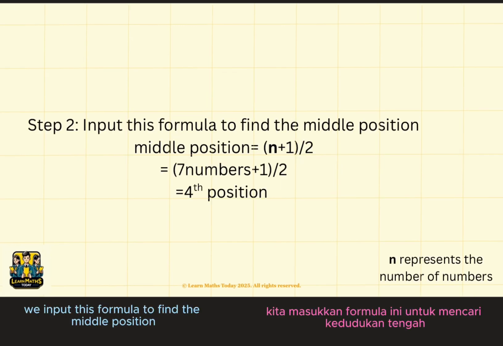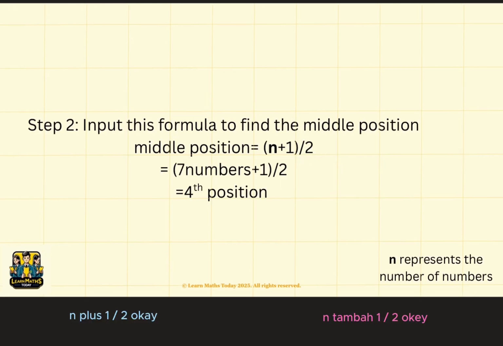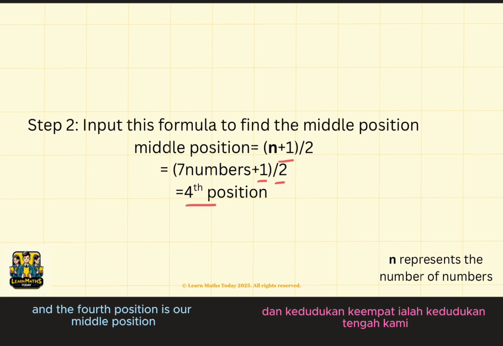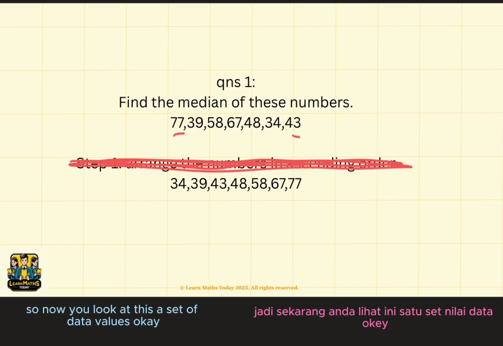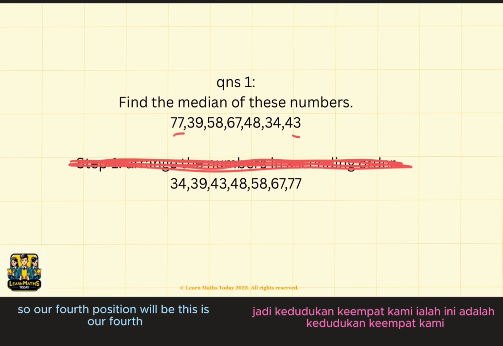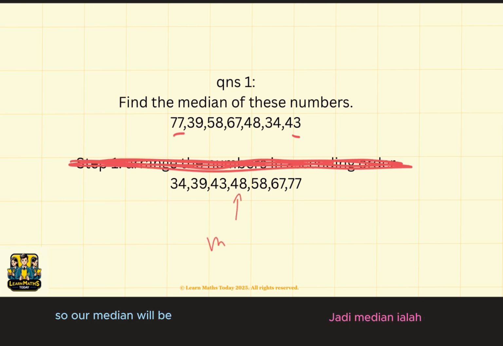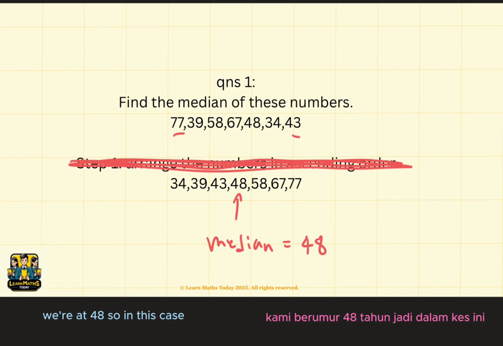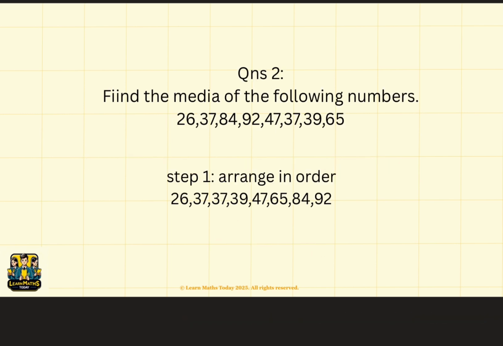So next, we input this formula to find the middle position: n plus 1 divided by 2. 7 numbers plus 1 divided by 2, and the fourth position is our middle position. So now you look at this set of data values. Just now you take a look, our fourth position is our median value, right? So our fourth position will be this. It's our fourth. So our median will be, we're at 48.